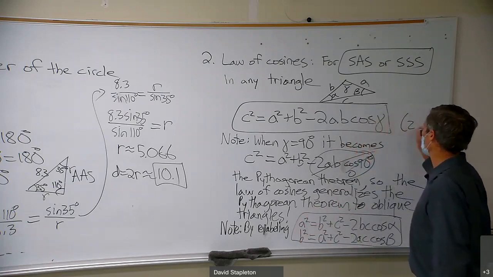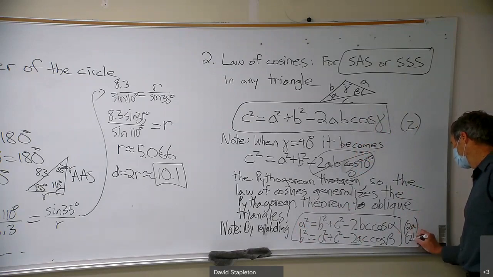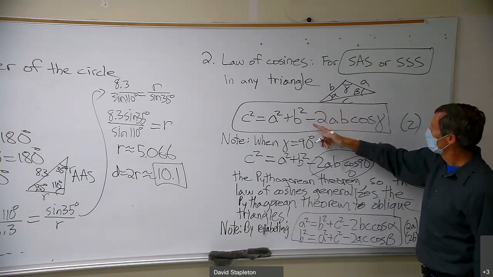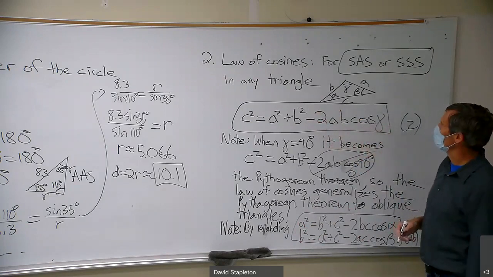So if I call this equation 2 the law of cosines, I can call this 2A and 2B. I like this one because it's the Pythagorean theorem minus 2AB cosine gamma. And I like it even better than this.